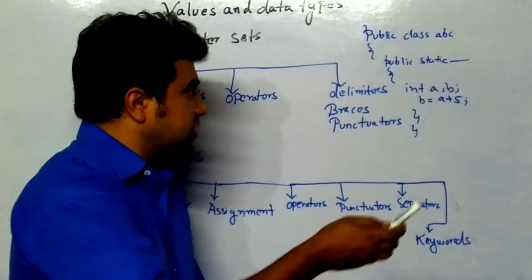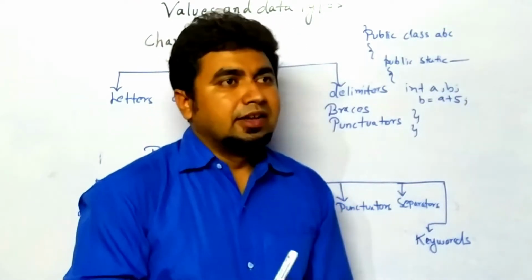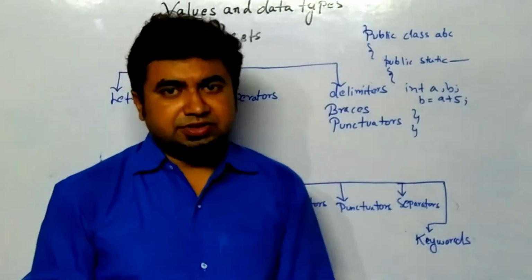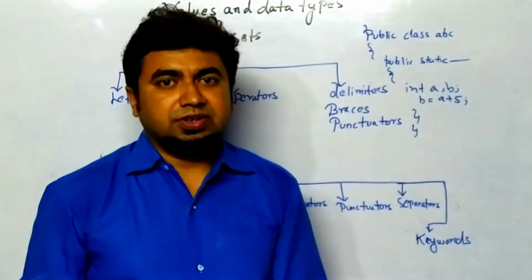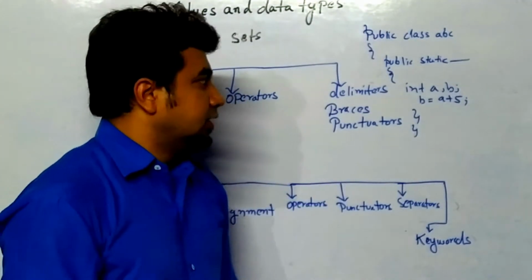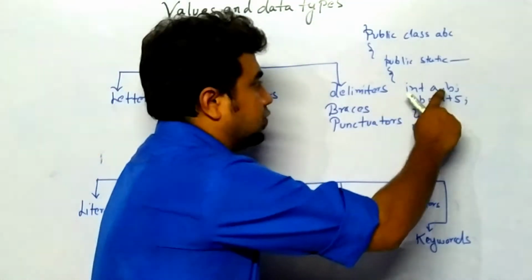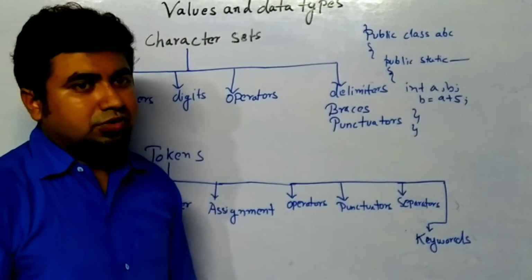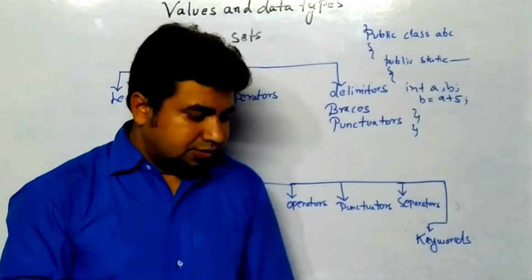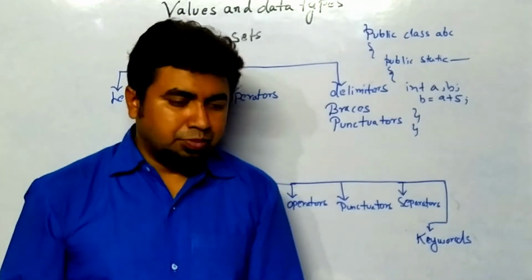What is the meaning of semicolon? Semicolon is used in Java statements to end the statement. It is known as a line terminator. And comma is used to separate variables. That is why these are known as delimiters. And all these things are used in a program.